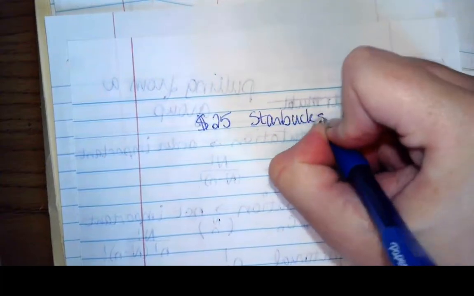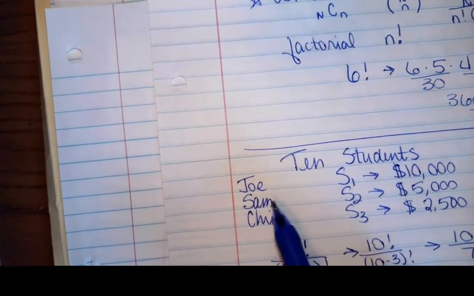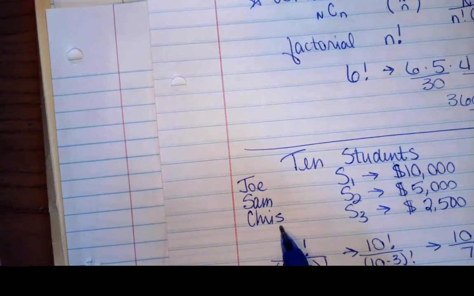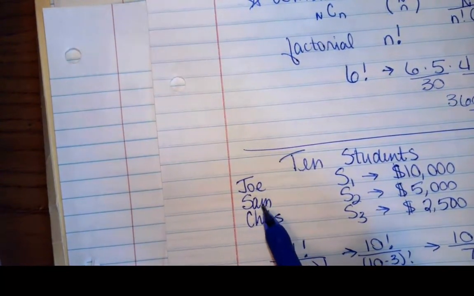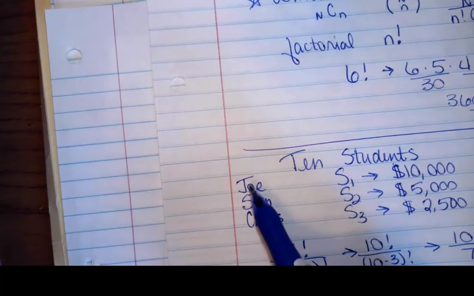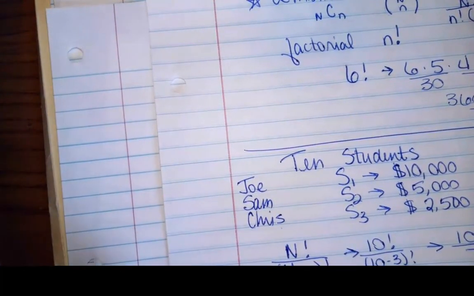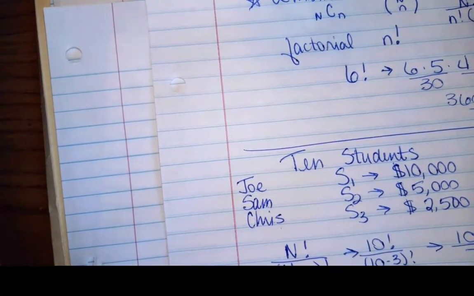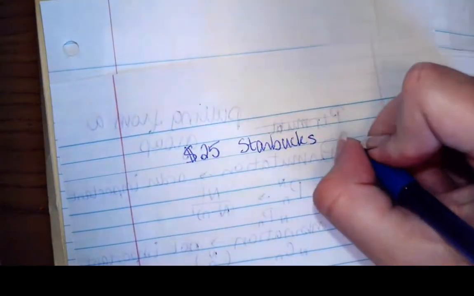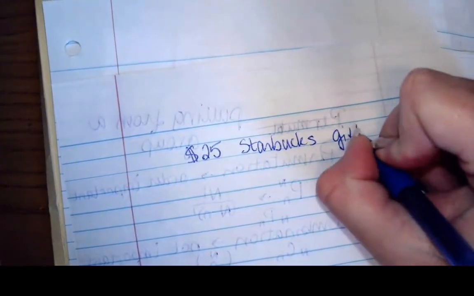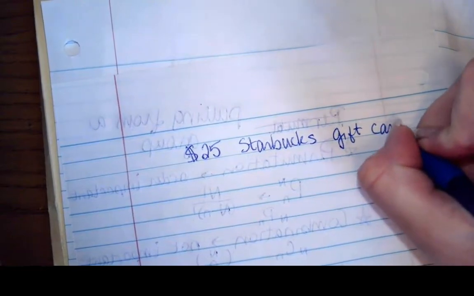So in other words, I don't care if, who are my names? If Joe comes in first and then Sam and then Chris, they're each going to get a $25 Starbucks gift card. So if Sam comes in first, and then Chris, and then Joe, my result is the same. So in this case, order doesn't matter. So what I need to do is divide out all the repeats. Okay? So the first 3 students are going to get a Starbucks gift card.